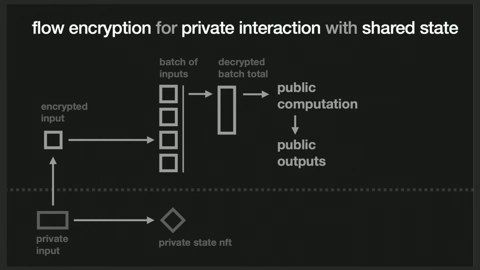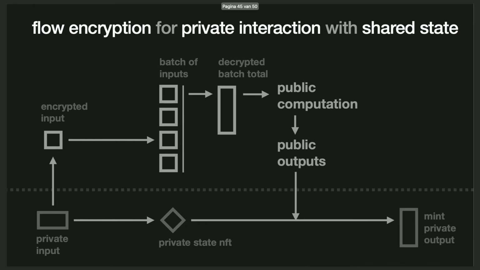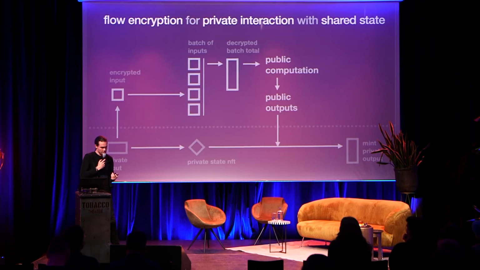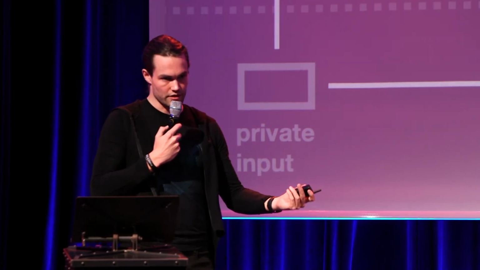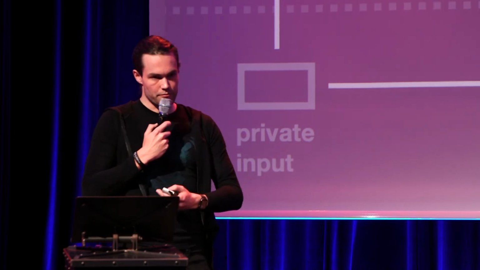And at that point, the user who originally submitted this transaction can use their private state NFT to effectively mint some new private outputs. And as part of the transition proof for their outputs, they can use the results of this public computation. So for instance, if you wanted to do a shielded swap, right, your input is the amount that you're submitting as part of the trade, and the public computation is, okay, well, we'll go and resolve all these batches of trades.